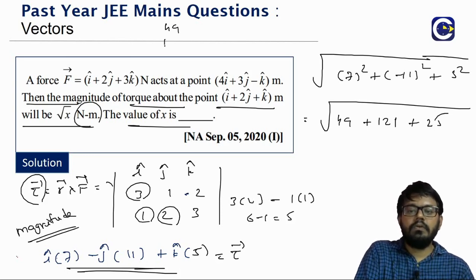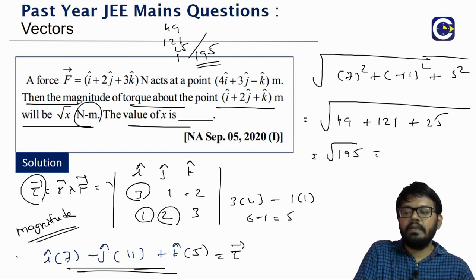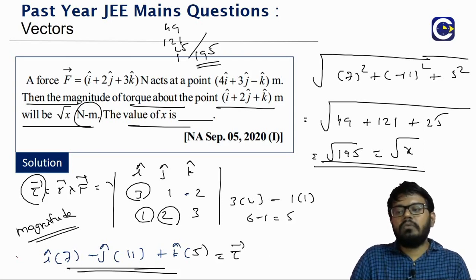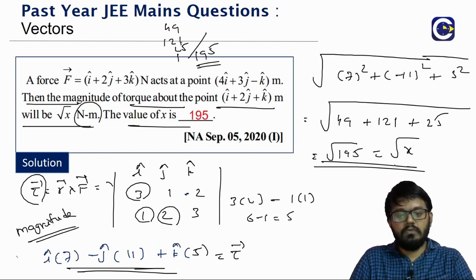5 square means what? 25. So 49, 121, 25. When you add it, what is this? This is 195. What is this? Root of 195. But in the question, what they are saying, this magnitude is equal to what? Root x. What is the value we are getting here? Root 195, which means what? The value of x must be 195.